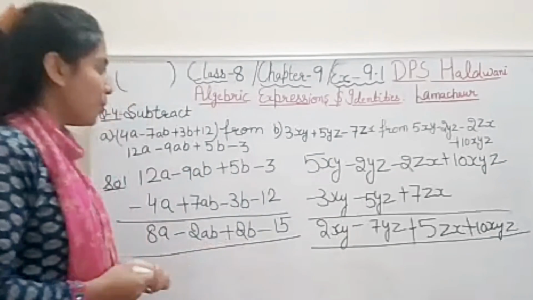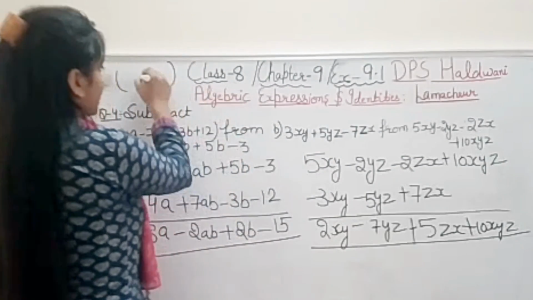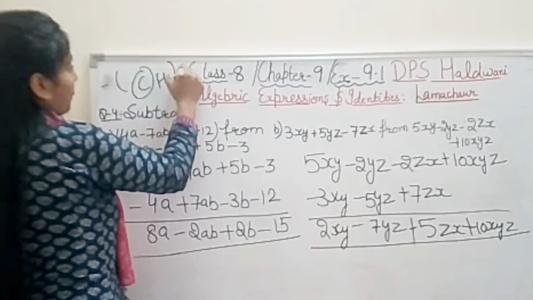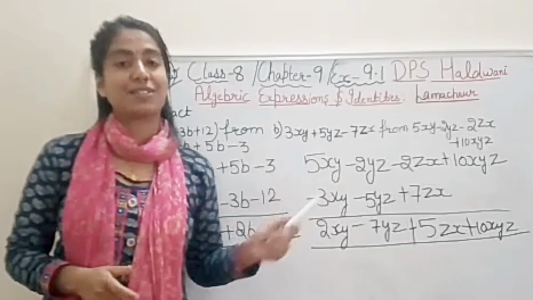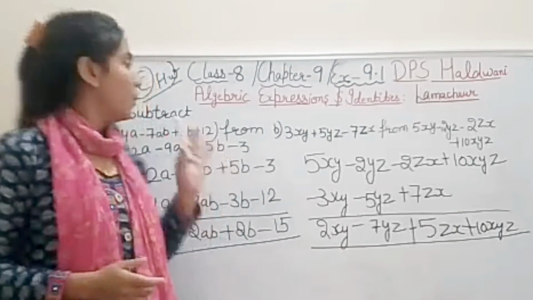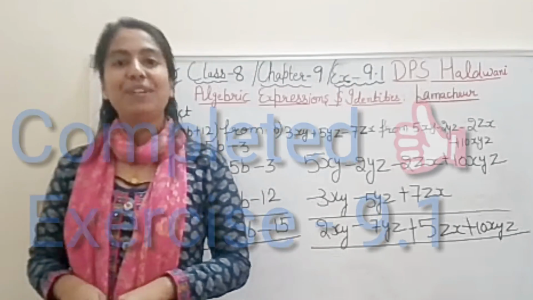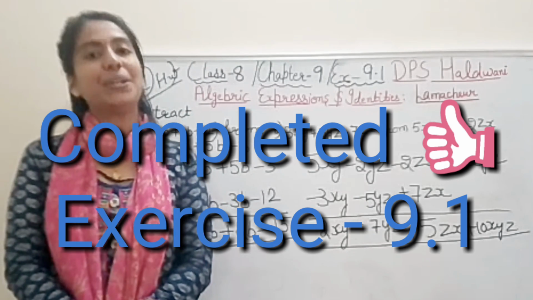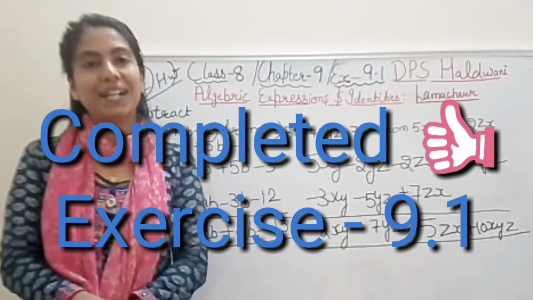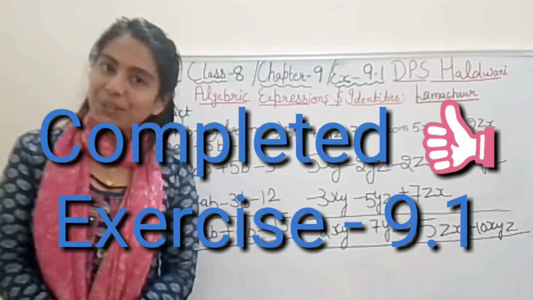Okay student. And one more part is there, the C part. That C part will be homework for you. You will practice, and definitely you will do it. Then only you will understand this concept. Okay. So with this question number 4, we have completed our exercise 9.1. And I hope student you understood today's topic, which is very simple. So that's all for today's class.